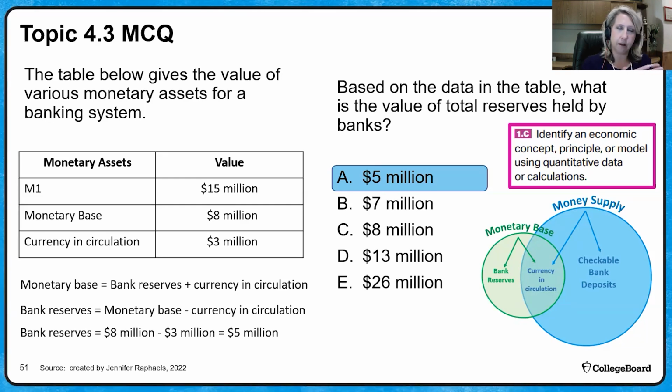So again, think about that. Monetary base is bank reserves and currency in circulation. Currency in circulation and checkable bank deposits is the money supply. So hopefully that will help you think about what we're measuring when we're working with monetary aggregates.